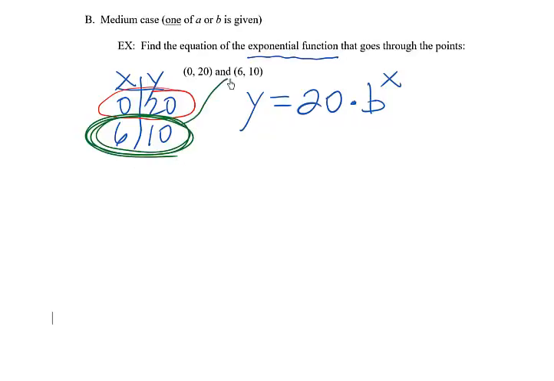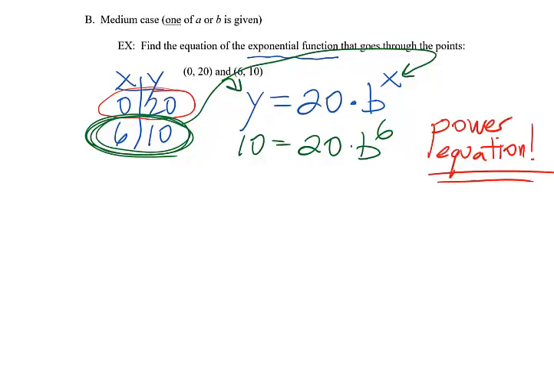I'm going to take those values, and I'm going to temporarily plug them in place of x and y. I know that they satisfy the equation because they're on the graph, and this will enable me to solve for b. Let's do that. 10 for the y, 6 for the x. Well, look what I have now. I've just created a power equation. We learned how to solve these kinds of equations in the last lesson. Let's run through those steps.